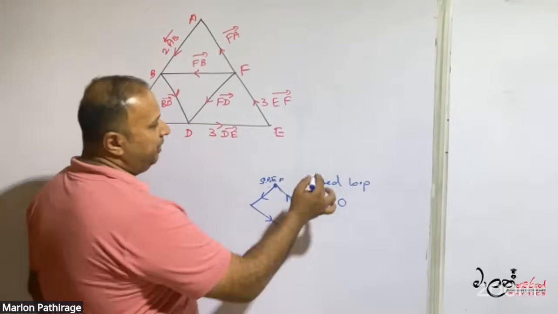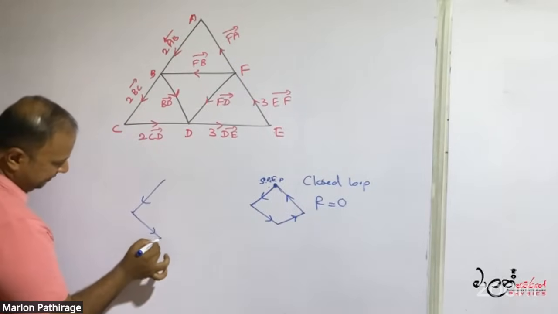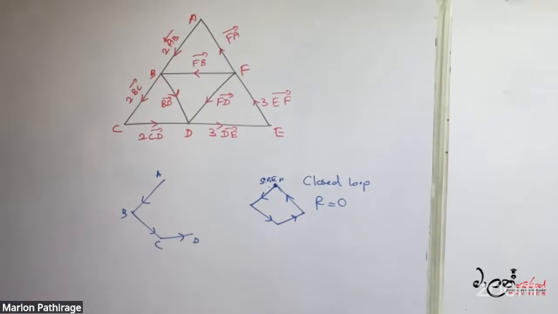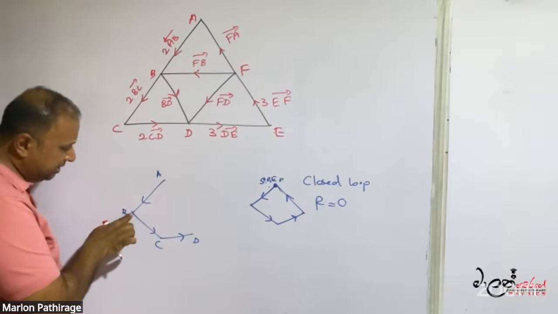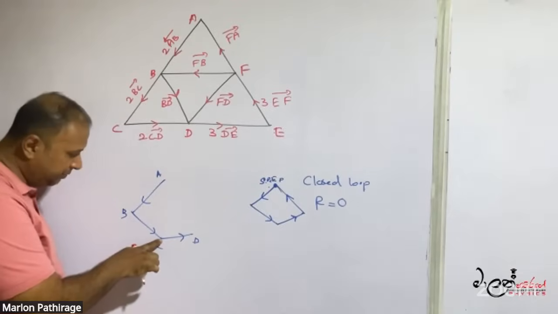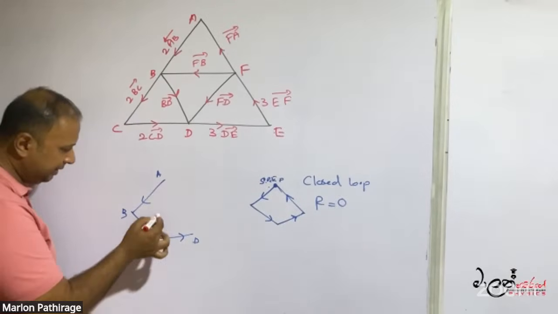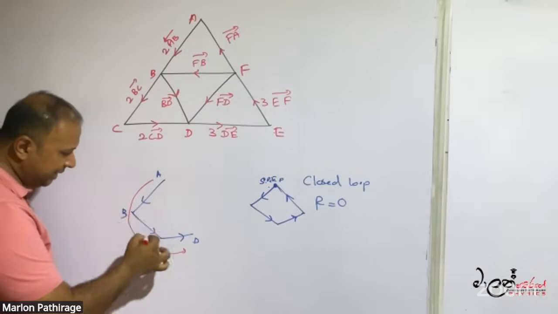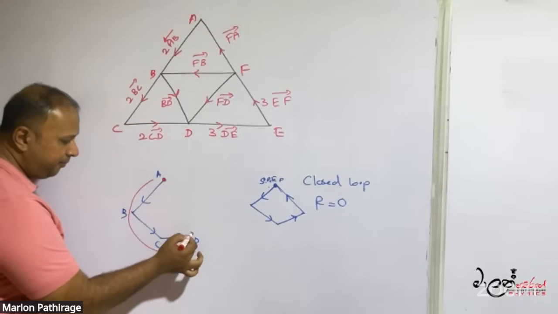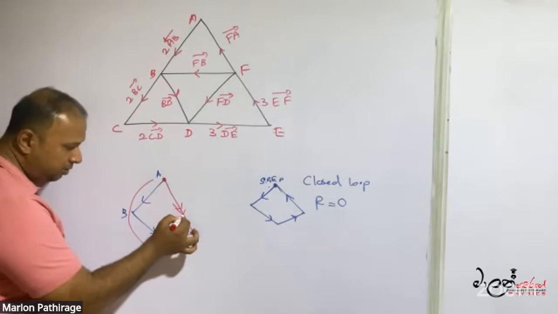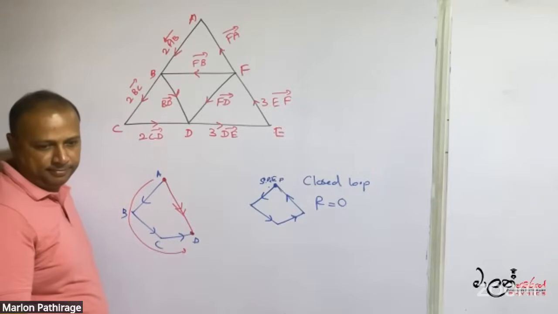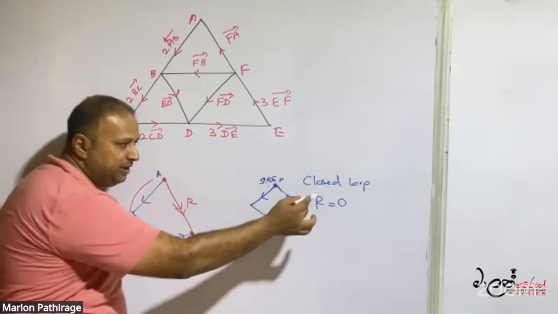So if there's an open loop like this, then the resultant vector means, suppose the end point of the first vector and the starting point of the second vector overlap, and these vectors are in order, then we can take the resultant force by constructing a vector from the starting point to the end point. And so this is the resultant force. If it is a closed loop, R is zero.